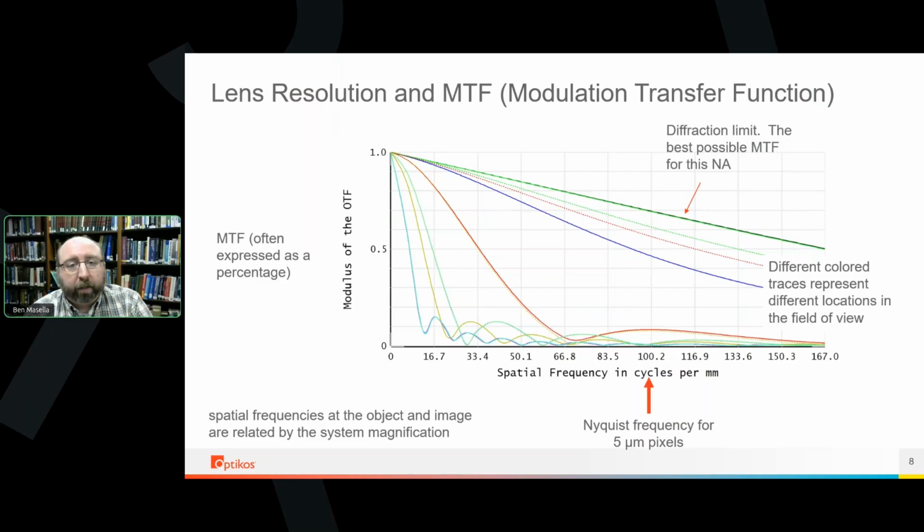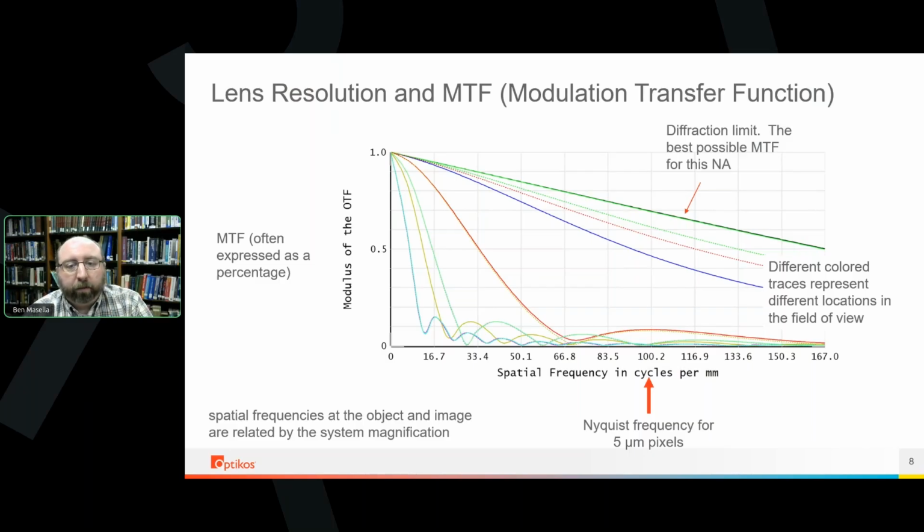Now, the numerical aperture, again, is going to limit your maximum resolution. In this case, on an MTF plot, that will be the highest line that you see here, which is referred to as the diffraction limit. So no MTF of the lens will be higher than that for this NA. And that would be the absolute ideal goal for an average fluorescence system, for example.